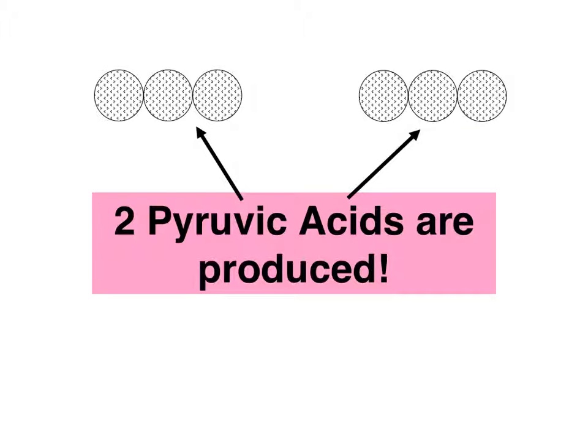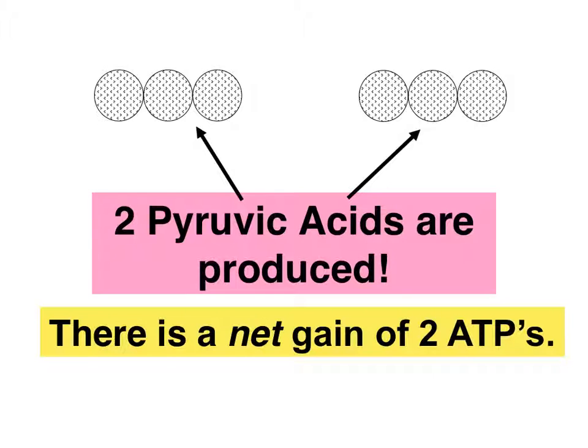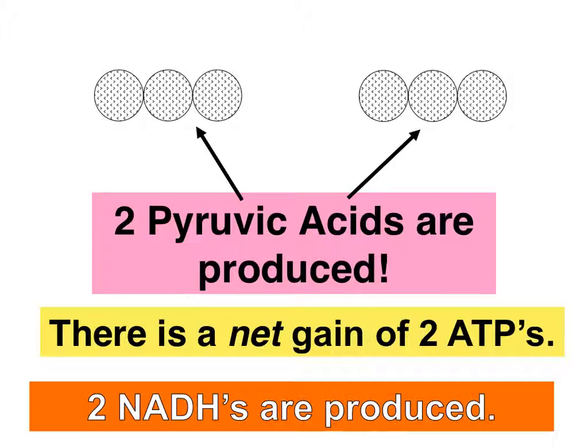That's the final product of glycolysis, besides the NADHs and the ATPs. So besides the 2 pyruvates, remember there's a net gain of only 2 ATPs. We had to burn 2 to make the 4. And also 2 NADHs are produced, which can go to the electron transport chain.